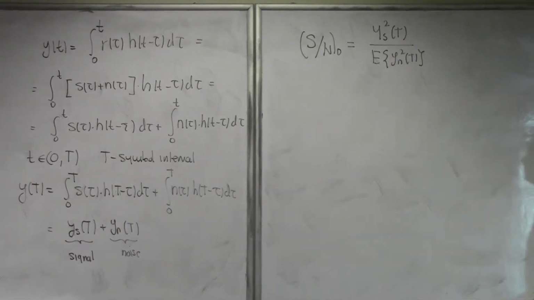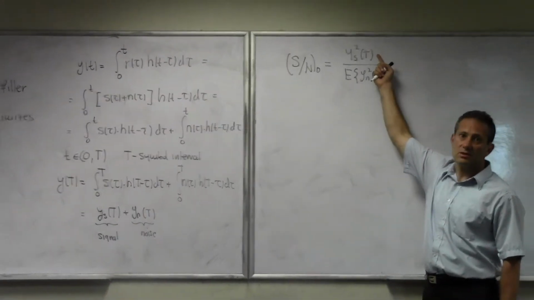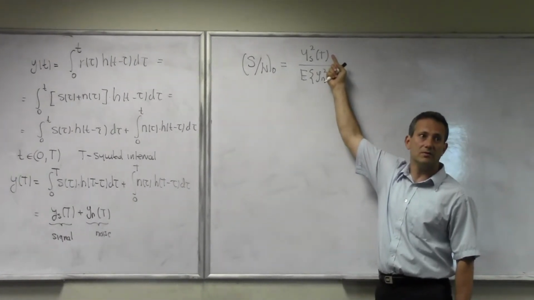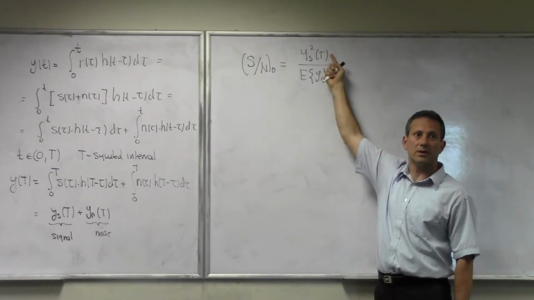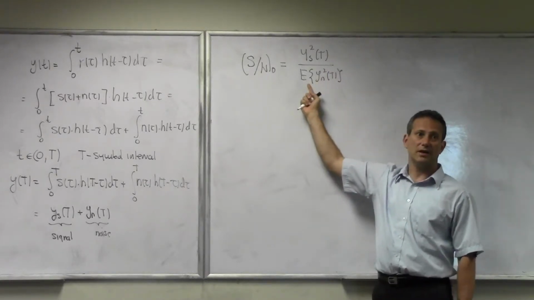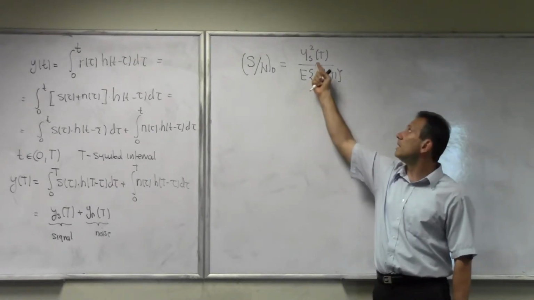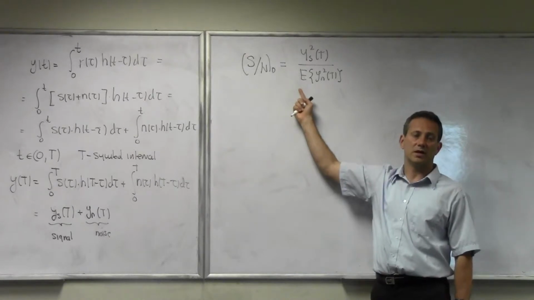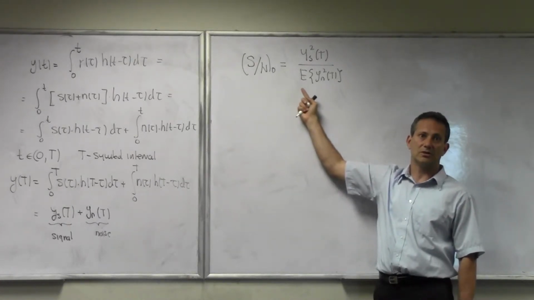Notice how I treat these two things differently. This is a constant thing, right? This is not a random variable. For a given S and given H, I get a constant number here. But downstairs, I have a random variable, so what I'm really looking at is the power of the signal upstairs and the expected value of the second moment, which is the power of the random process, downstairs.